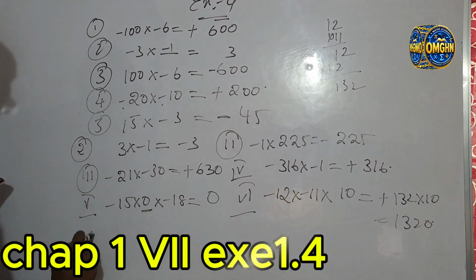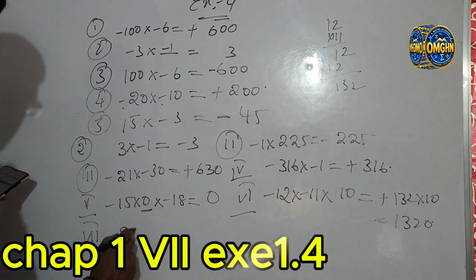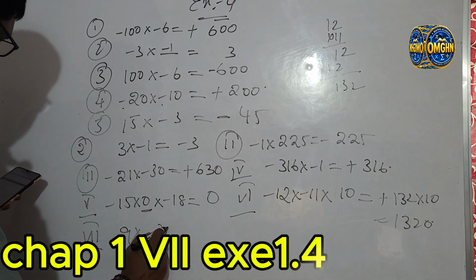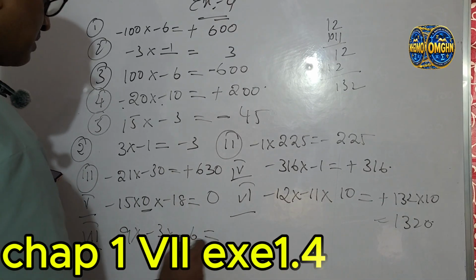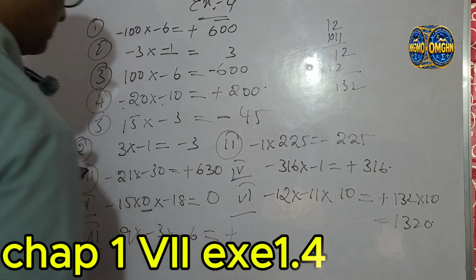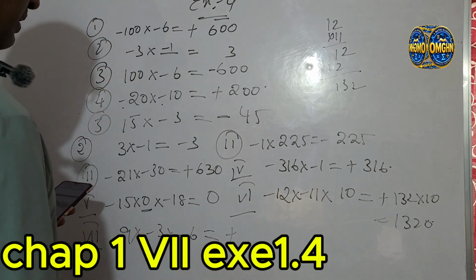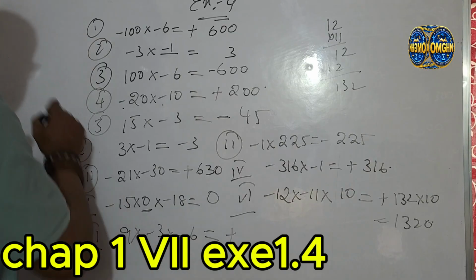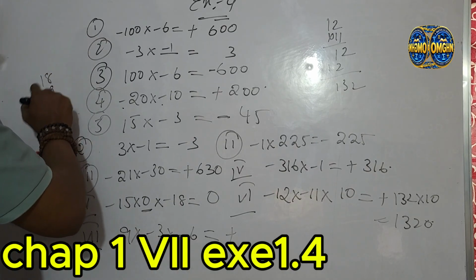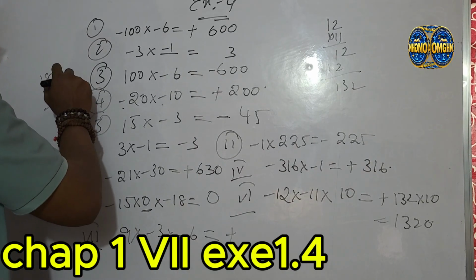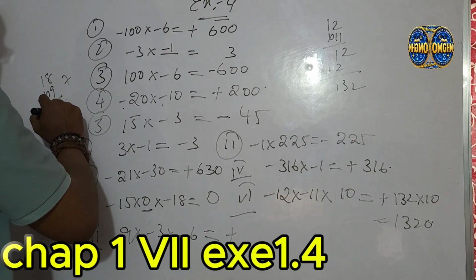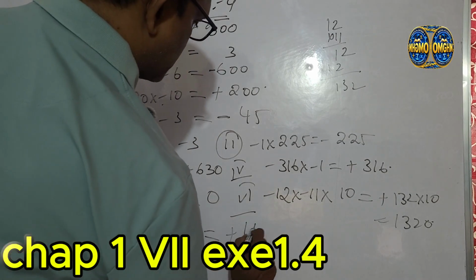Now seventh sum. 9 into minus 3 into minus 6. Minus into minus plus. It's 18. 18 into 9. 72. 9 ones are 9. 162.